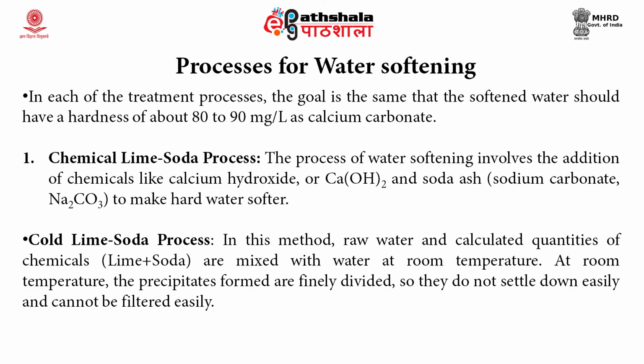Processes for water softening. The first process is the chemical process, including the lime soda process. The process of water softening involves the addition of chemicals like calcium hydroxide and soda ash. Soda ash is sodium carbonate, and they are used to make the hard water softer. There are two modifications: one is the cold lime soda process and the second is the hot lime soda process. In the cold lime soda process, the raw water and the calculated quantities of lime and soda are mixed with the water at room temperature.